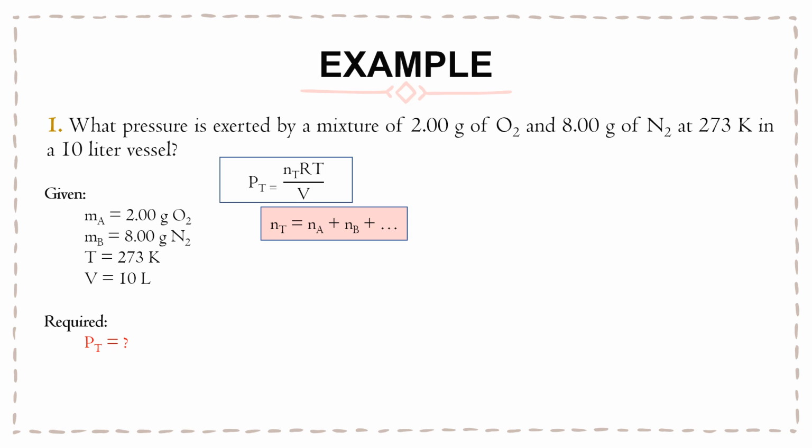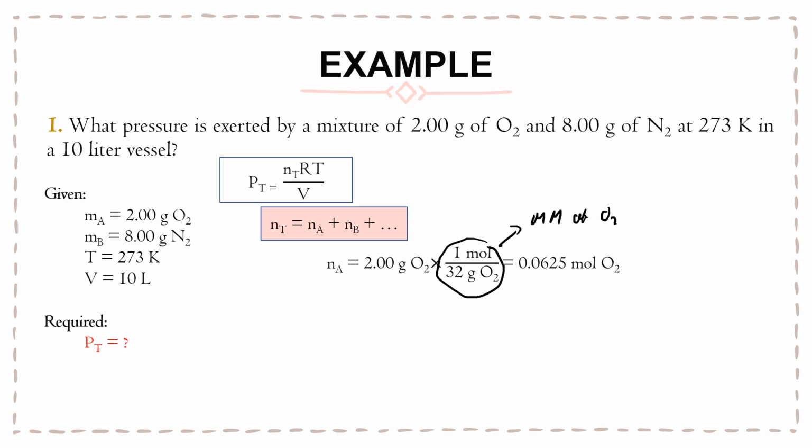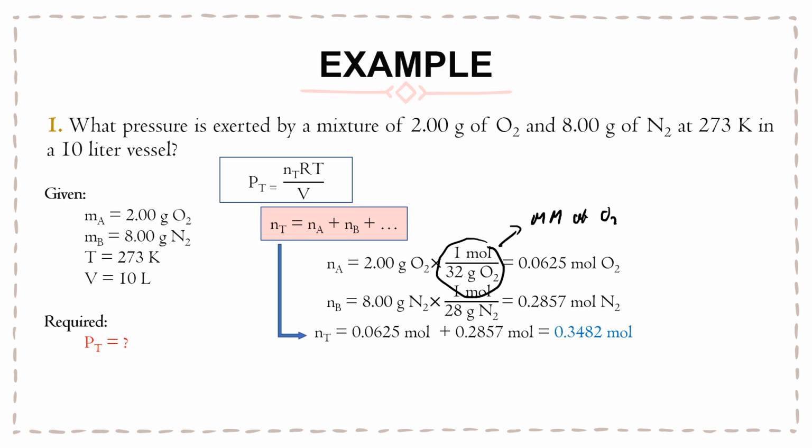So let's calculate for the moles of each gas muna. So Na pertains to the oxygen. Total moles of oxygen is equal to 2 grams of oxygen times using the molecular mass of oxygen. You can convert the grams into moles. So this is the moles of our O2. Same is true for the moles for nitrogen. Kinamit lang din ang molecular weight ng nitrogen.